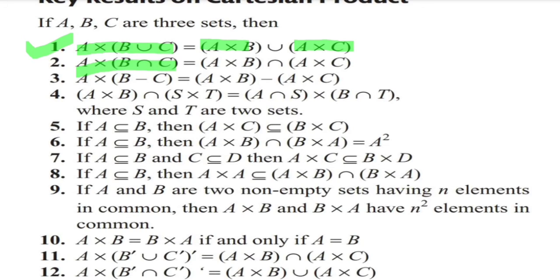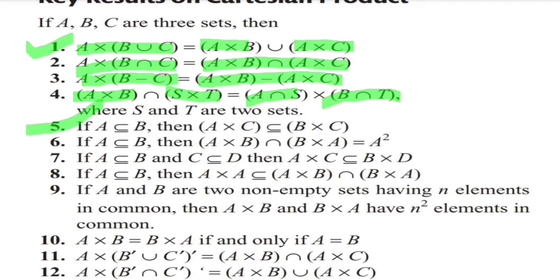The second one is A Cartesian product (B intersection C), which equals (A Cartesian product B) intersection (A Cartesian product C). And the third one is A Cartesian product (B difference C), which equals (A Cartesian product B) minus (A Cartesian product C). The fourth one is (A Cartesian product B) intersection (S Cartesian product T), which equals (A intersection S) Cartesian product (B intersection T), where S and T are two sets, right?